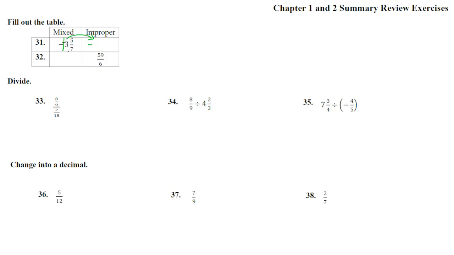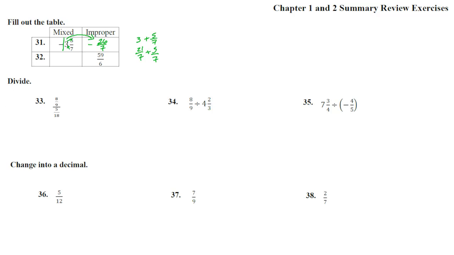So 3 5/7 we've got to change into the improper fraction. 7 times 3 is 21 plus 5. So 7 times 3 plus 5, that's the shortcut. So that's 26 sevenths. In slow motion, that's 3 plus 5 sevenths, and 3 is 21 sevenths plus 5 sevenths. That's how we got 26 sevenths.